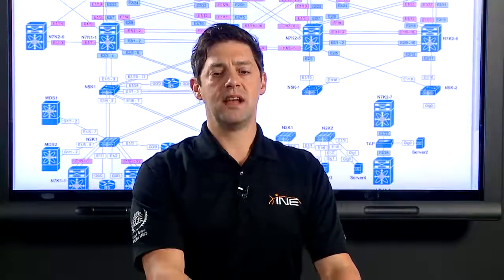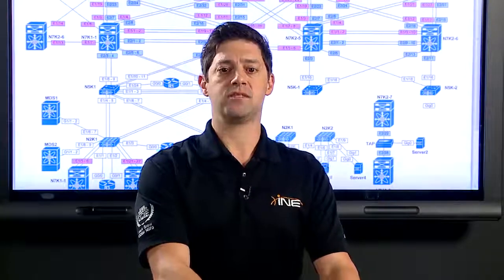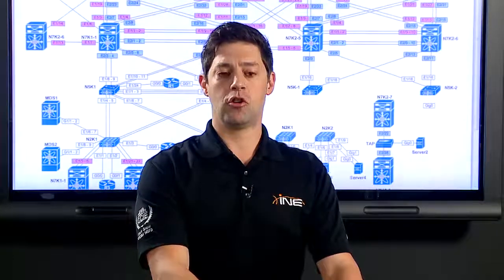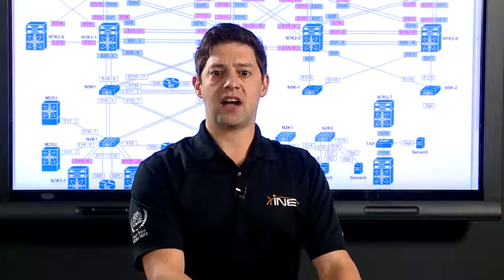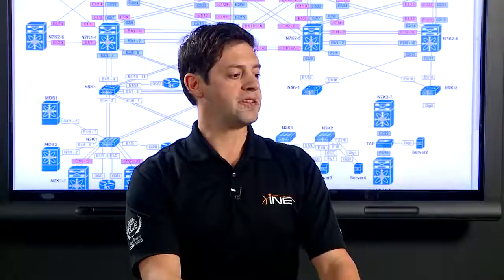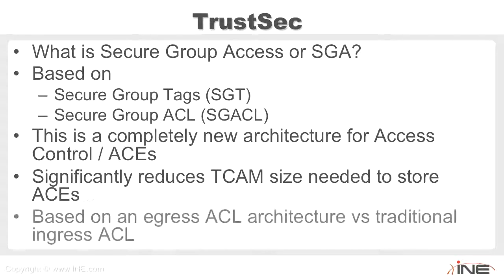What this does, and I'm going to go over it in the topology behind me, how this might be implemented, at what points it might be implemented, and how it might affect your overall network. But this does actually allow me to, you'll see, significantly reduce the size of the TCAM and memory that I need to store these access control entries. This is based on an egress ACL architecture versus traditional ingress architecture. So let's take a look at the board behind.